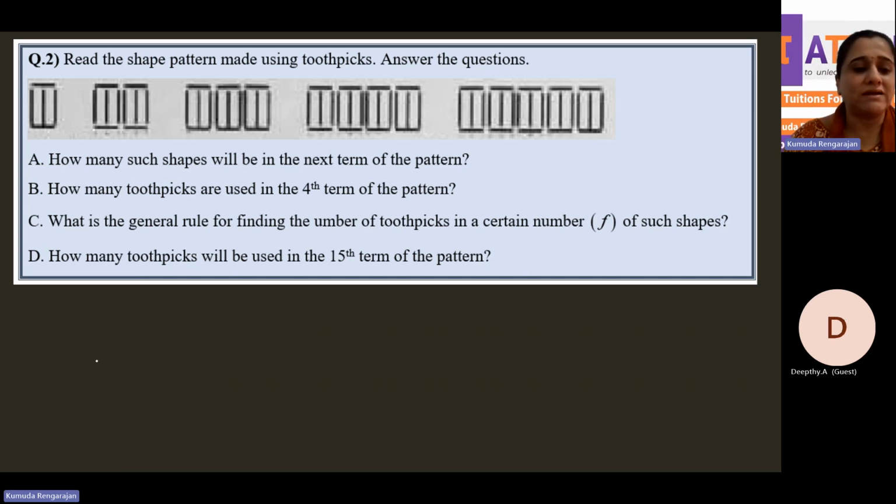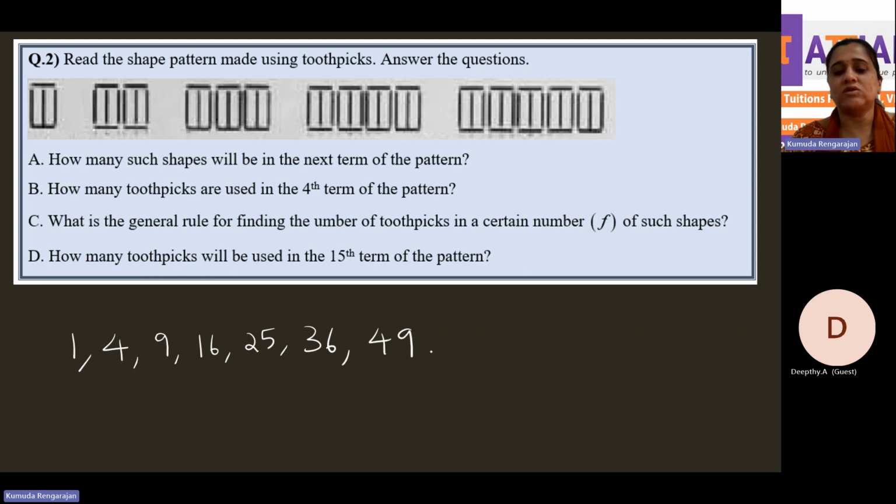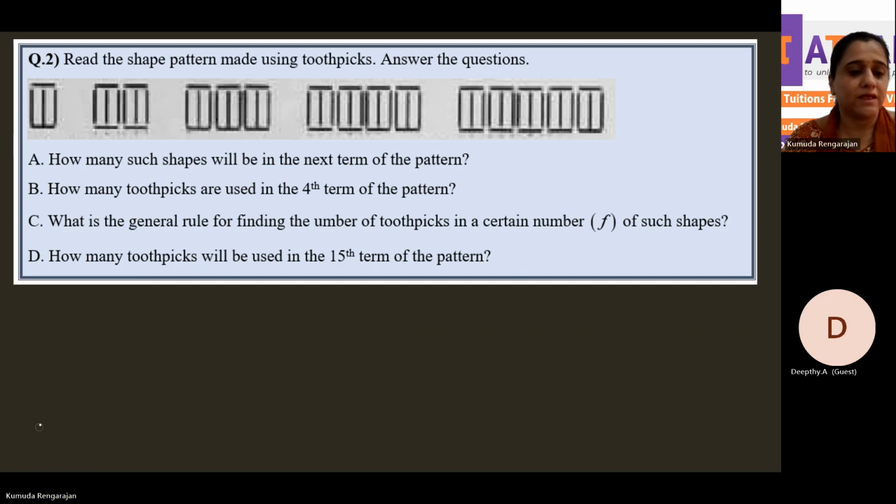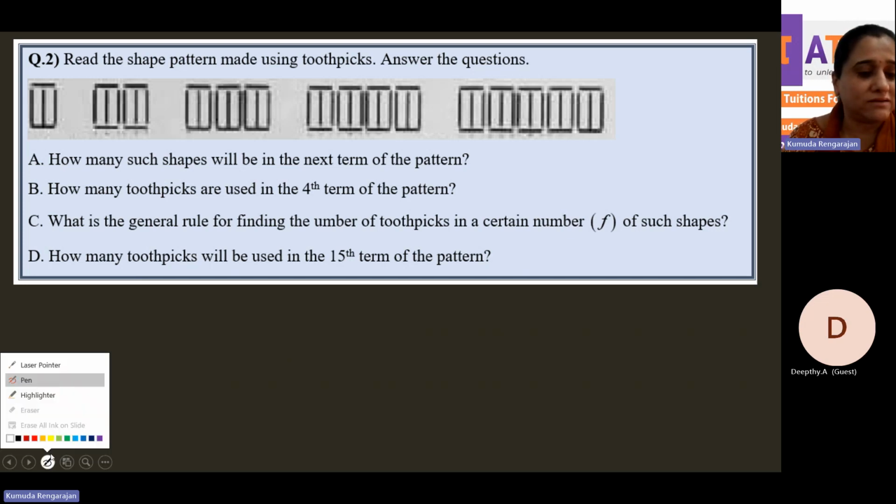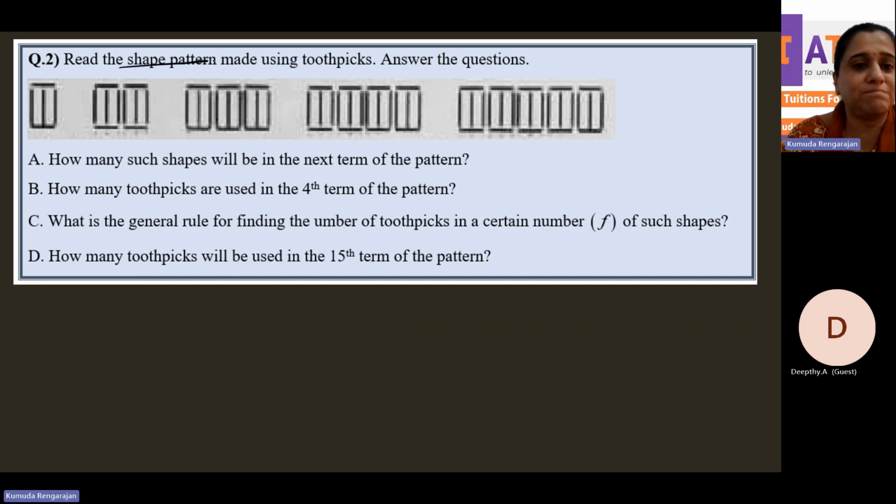Or you can also have a pattern like this. 1 into 1, 1. 2 into 2, 4. 3 into 3, 9. 4 into 4, 16. 5 into 5, 25. 6 into 6, 36. 7 into 7, 49. So this one is also a number pattern. And here you have a shape pattern.